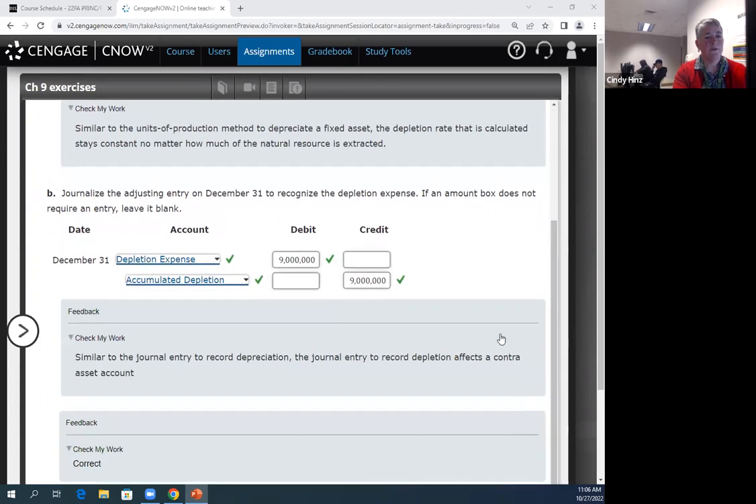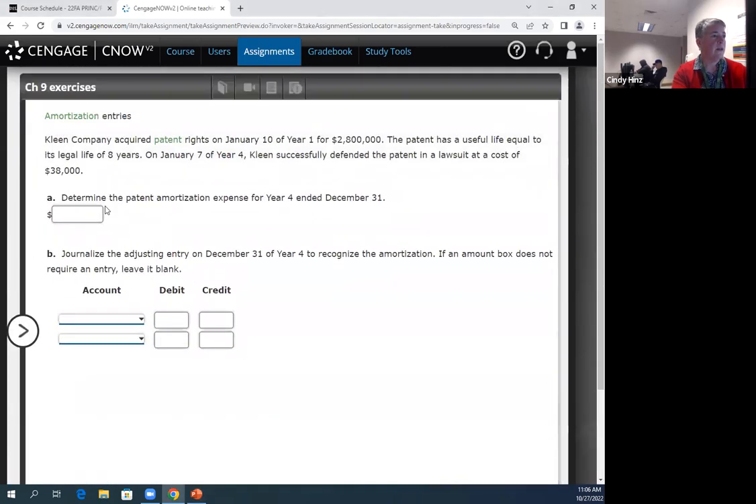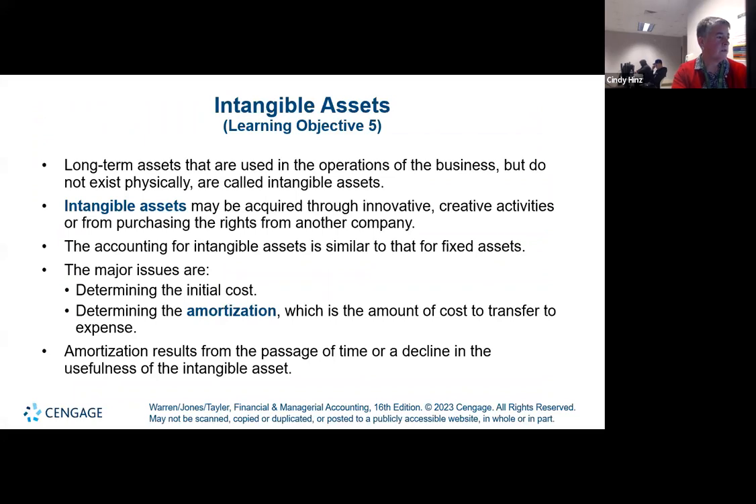And we are going to move on to the third area covered in this chapter. So we spent a lot of time talking about property, plant, and equipment. We just spent a little bit of time talking about natural resources, and now we're going to spend a little bit of time talking about intangible assets. So intangible, does anyone know what that word means? You can't touch it. It doesn't have a physical substance to it. So it represents a legal right, but not an actual thing. It's a concept, it's an idea. You want to think of it like that.